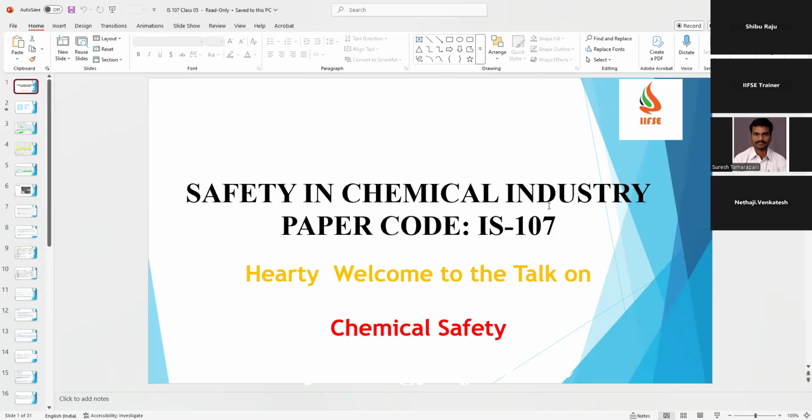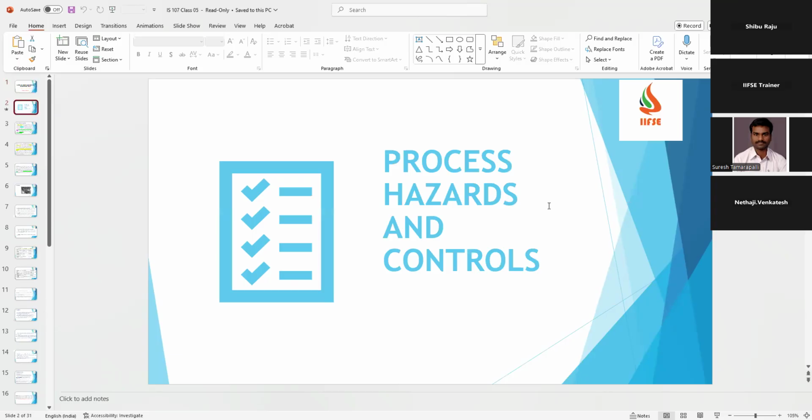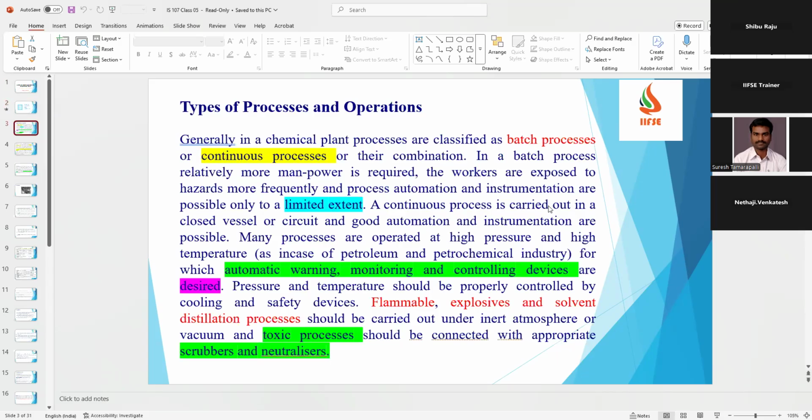Okay. Fine. So we can start today with the process hazards and controls. Basically, the types of processes and operations. When I say process and operation, these are the type of manufacturing activity we are doing: chemical manufacturing, food processing industries, automobile, etc. When we talk generally about chemical plants, the processes are classified into two: batch processes and continuous processes, or sometimes a combination of these two is utilized for manufacturing.